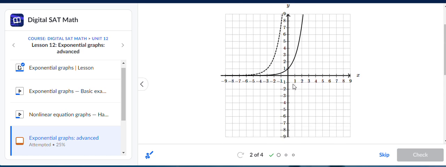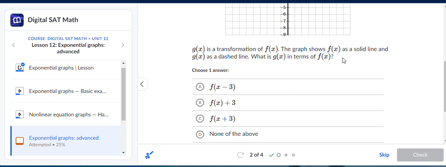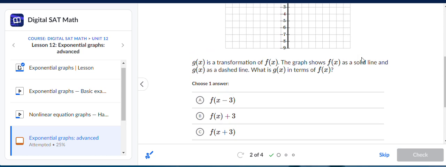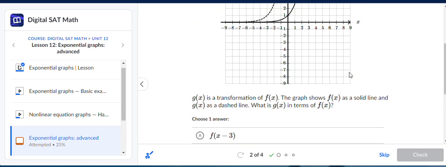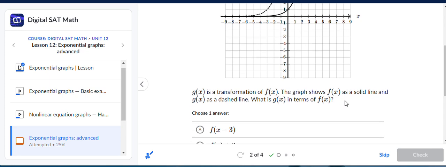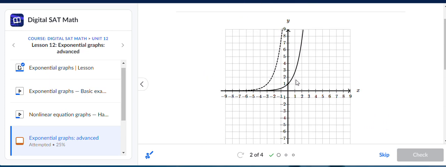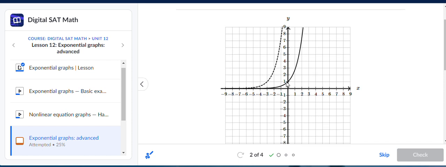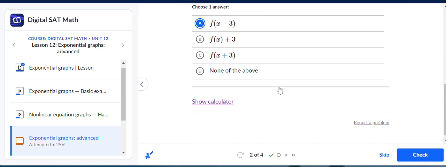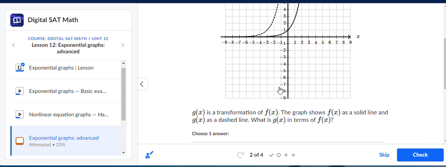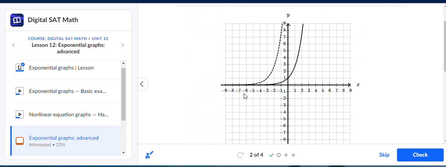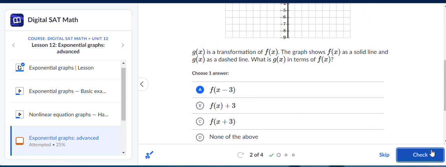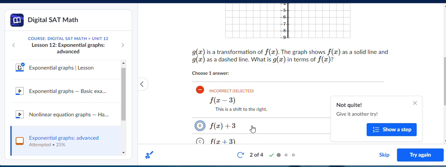Now let's do this question. g of x is a transformation of f of x. The graph shows f of x as a solid line and g of x as a dashed line. What is g of x in terms of f of x? So g of x is in terms of f of x. It must be f of x minus 3. Now f of x plus 3 would be over here. f of x minus 3 sounds good. Yeah. Now this is up to the right.